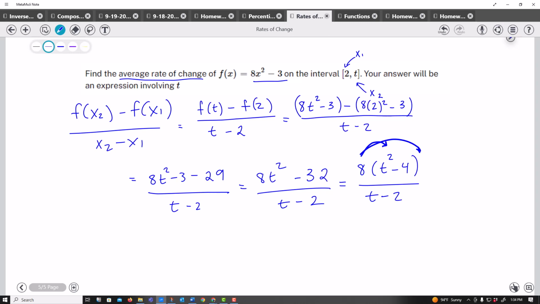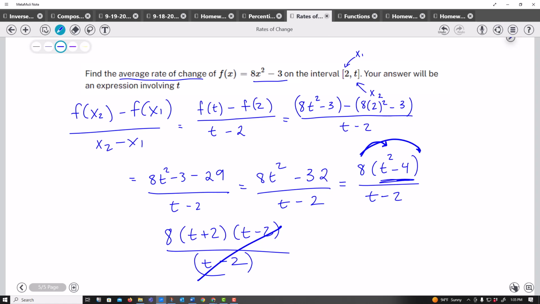And the reason that this is going to actually simplify, if you notice this piece right here, this is the difference of 2 squares. So t plus 2, t minus 2, all over t minus 2. You're like, well, why would you do all that? Because check that baby out. And so now I just end with 8 times t plus 2, or I can multiply that back out, 8t plus 16. Quite an interesting one.